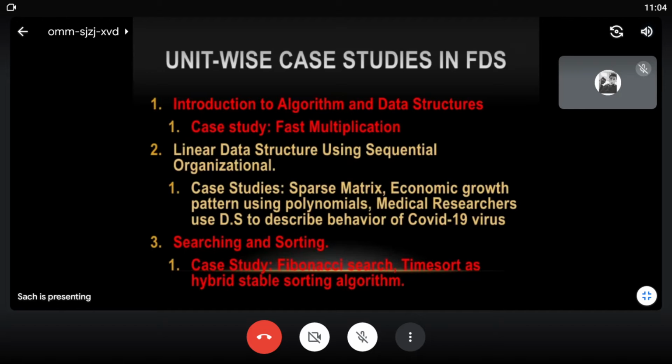Second is unit 2, that is linear data structures in sequential organization. We have various case studies on sparse matrix, economic growth pattern using polynomial, medical research use of data structure to describe behavior of COVID-19 virus. In unit 3, we have case studies on Fibonacci series, Tim sort as hybrid table sorting algorithm.